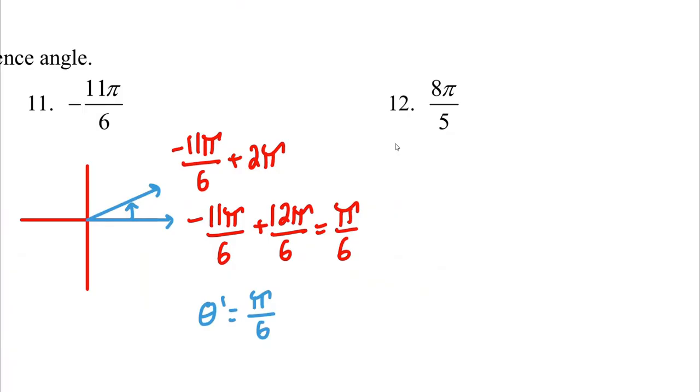All right, we got one more. Now, 8 pi over 5 is between 0 and 2 pi. Do we see that? Okay, so we can go ahead and sketch it. So 5 pi over 5 would get us to the semicircle, right? But then we still have 3 pi over 5 more. Does that make sense? Is that going to be more or less than another half? Oh, I'm sorry. What's up?